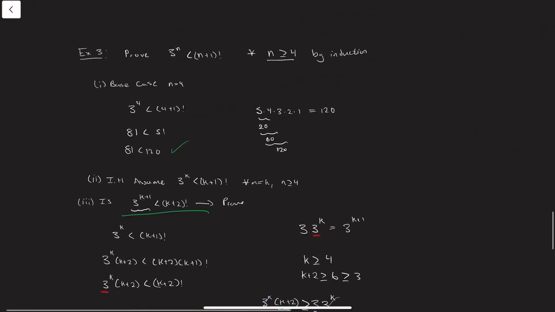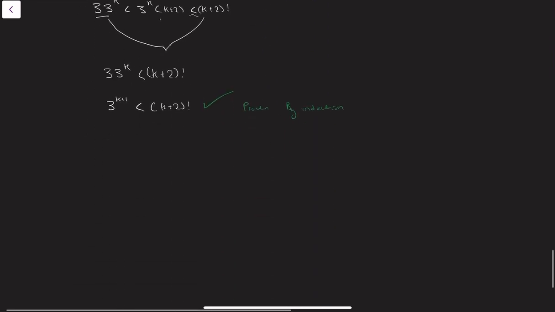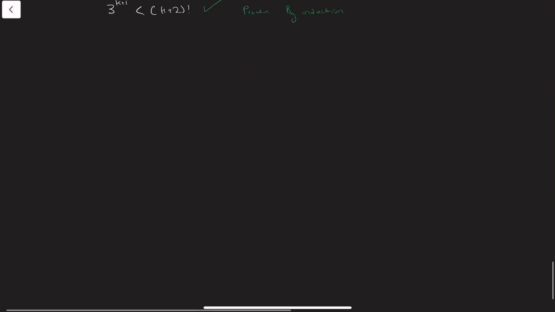This is what we wanted to prove, recall. Like this right here, that for the very next term of the induction hypothesis, we're going to find that 3k + 1 is less than (k+2)!. So we've proven this. Great, let's move on to the next example.